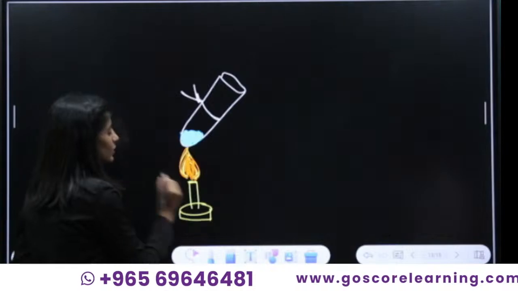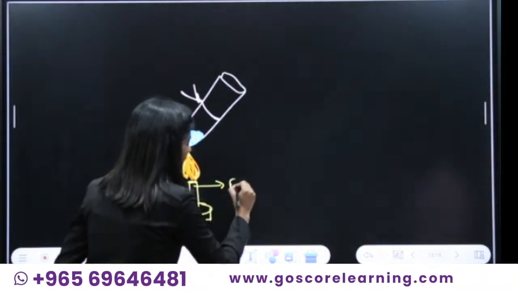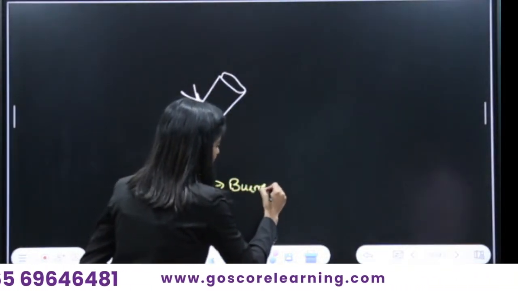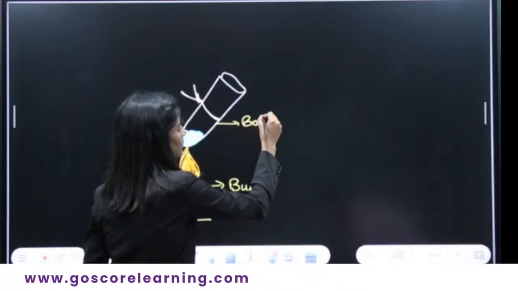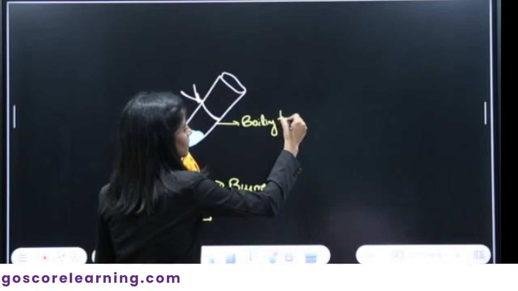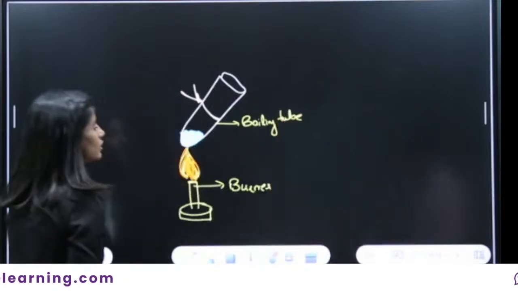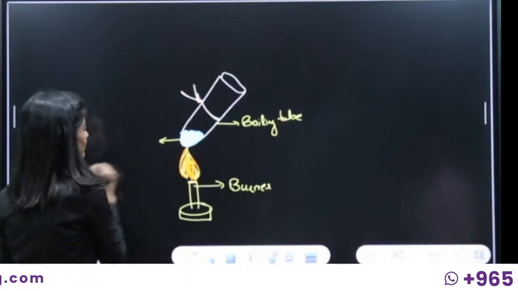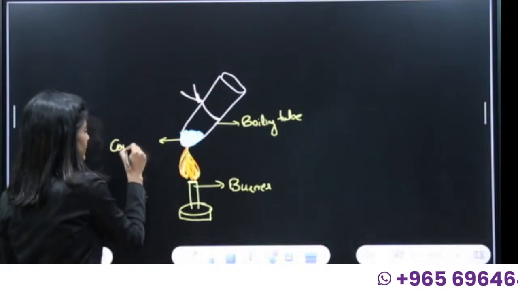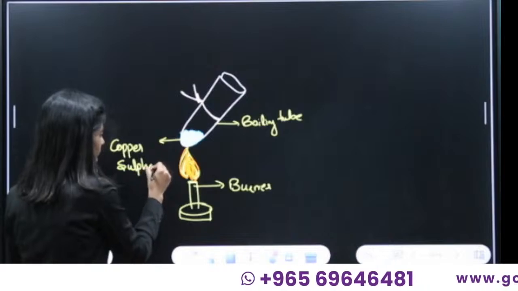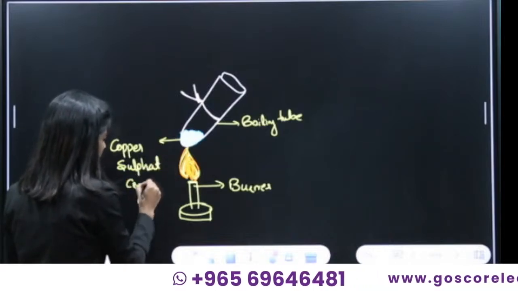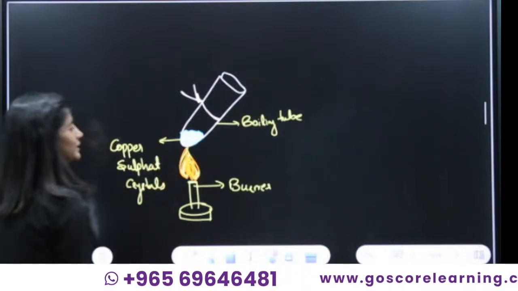Now it's time to label the things. This is your burner, this is your boiling tube, and this is your hydrated copper sulfate crystals.